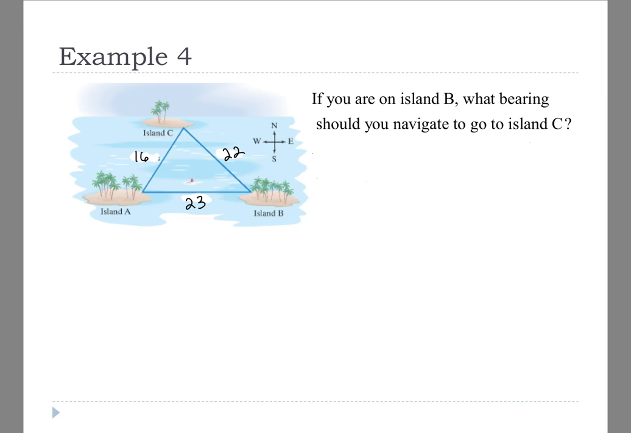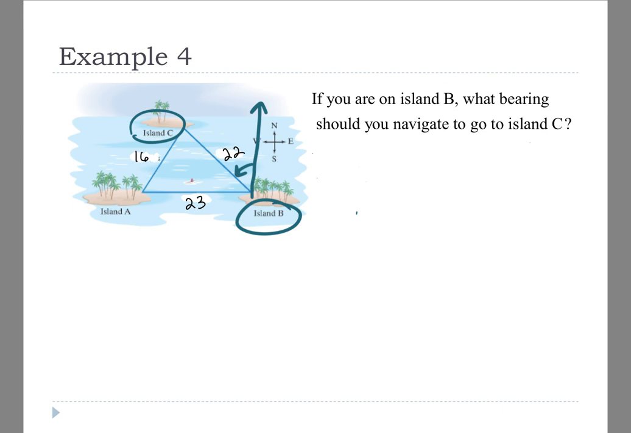All right, example 4 says, if you are on island B, what bearing would you navigate to go to island C? So we're going backwards from our bearings yesterday. Yesterday, we talked about a bearing when we built the triangle. Now you have the triangle and you need to find the bearing. So if I'm on B and I need to get to C, I'm going in this direction and then turning and going this direction, right?